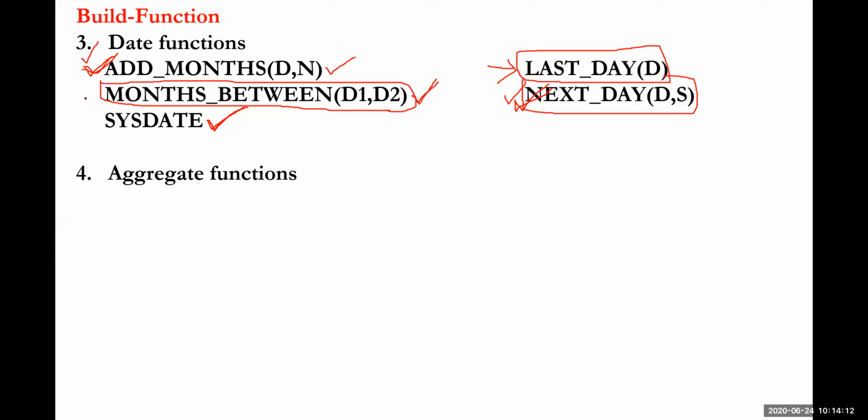And a very important point, MONTHS_BETWEEN. This is widely used in our database applications to identify date of birth, and date of birth followed by experience or some other items. So date 1 and date 2. This date 1 must be the latest one, and date 2 will be the previous date. It is the latest date and it is the previous date.